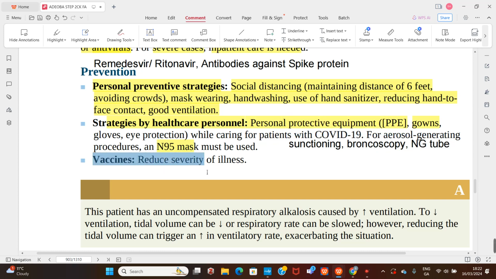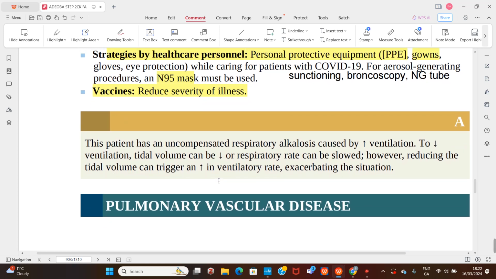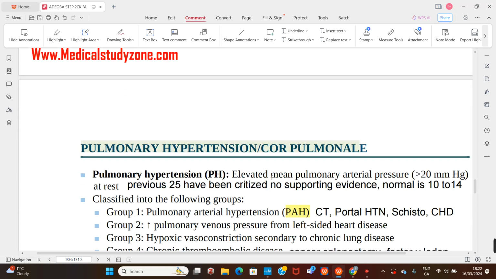So you also want to vaccinate people that are healthy, as well as people that have the infection, so that it doesn't progress to a very bad one. So this is the answer to the question we answered initially.